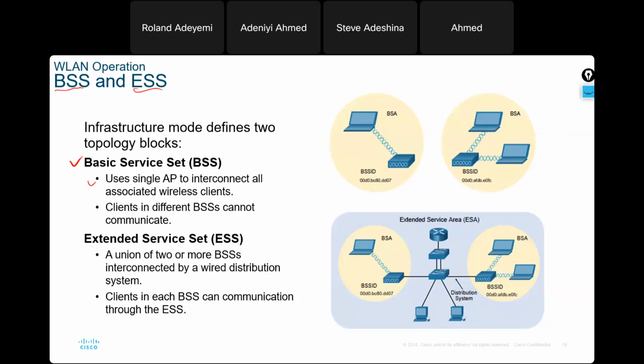Sometimes some of this terminology can be confusing. So we have basic service sets. It uses a single AP to interconnect all associated wireless clients, but clients in different BSS cannot communicate with ours in this environment. So it's a bit related to our SSID.